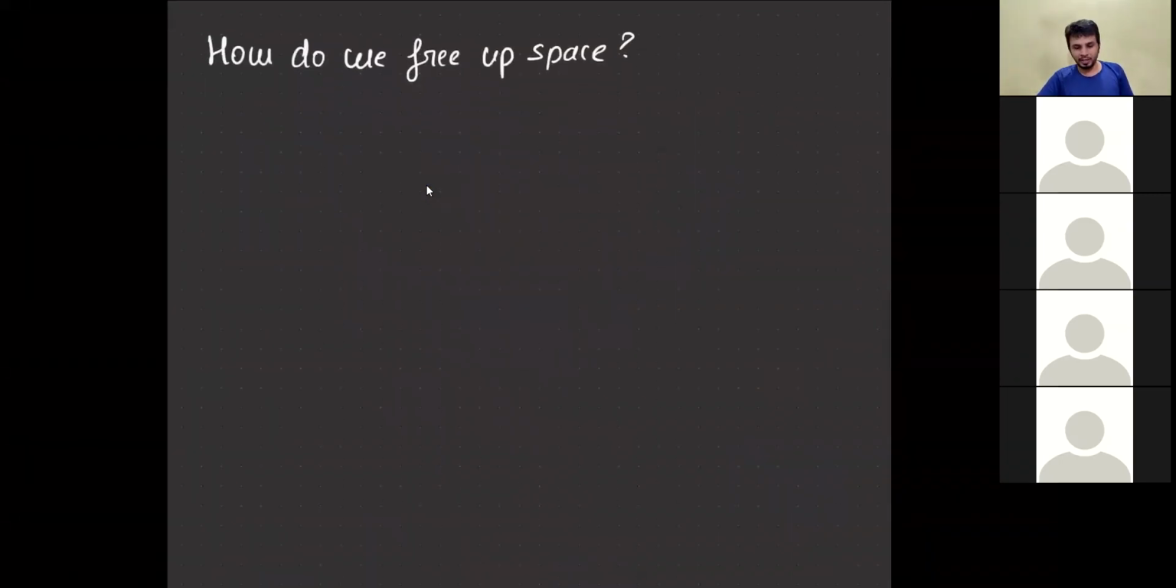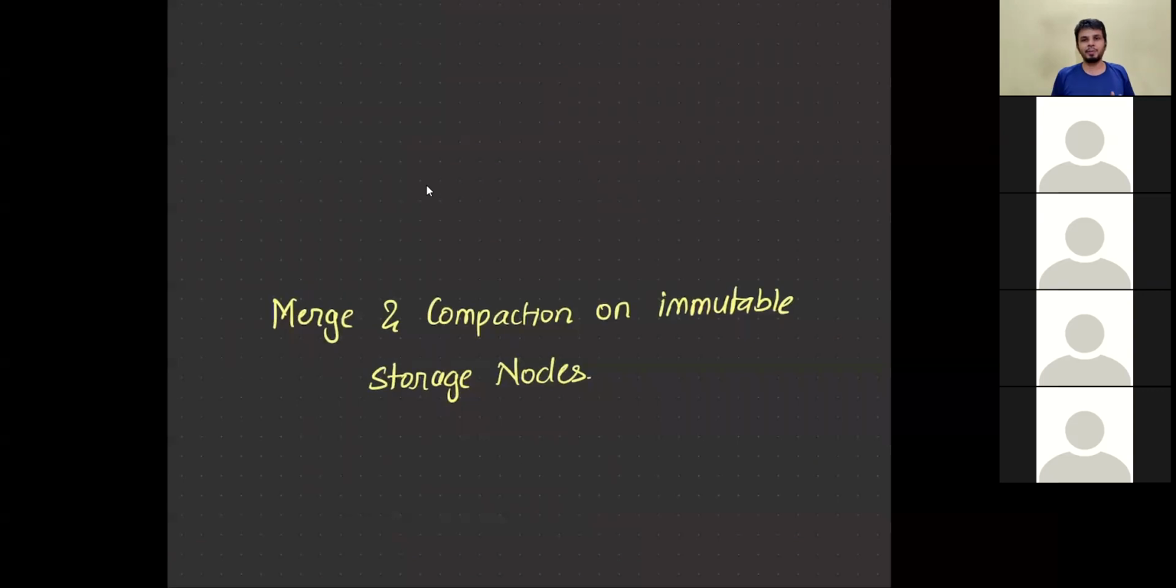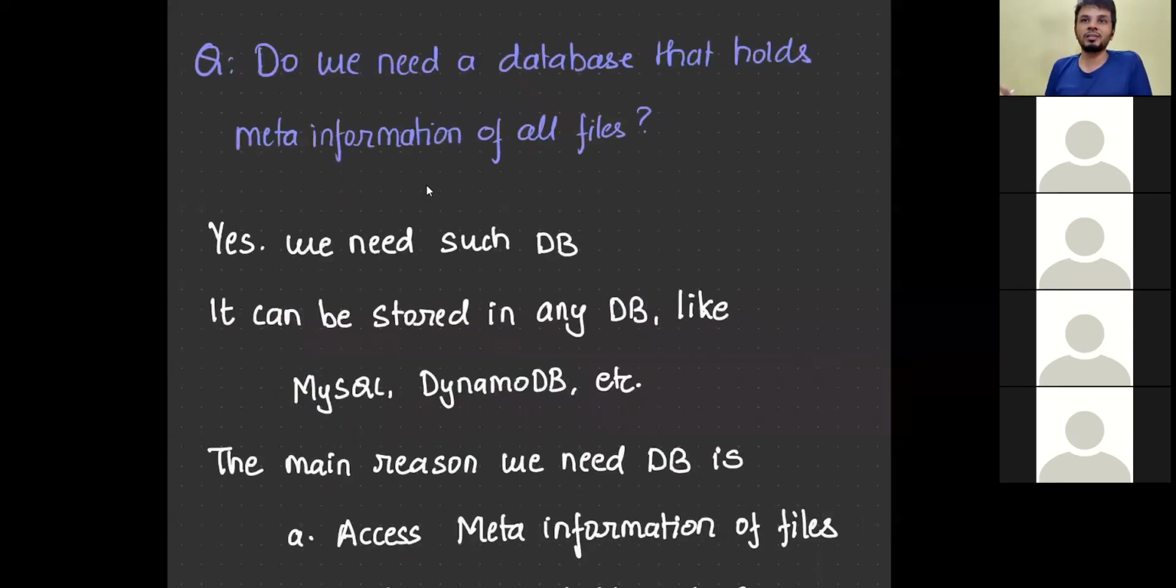Now, how do we free up space? Log structured storages. We had immutable files. These are immutable disks. What we do is we run merge and compaction on immutable storage nodes. Since it is append only, every update also creates a new file. What if we don't want old files? We can just merge and compact, delete the old data and then reuse the space, basically keeping the disk defragmented. So this is exactly how the storage layer functions.